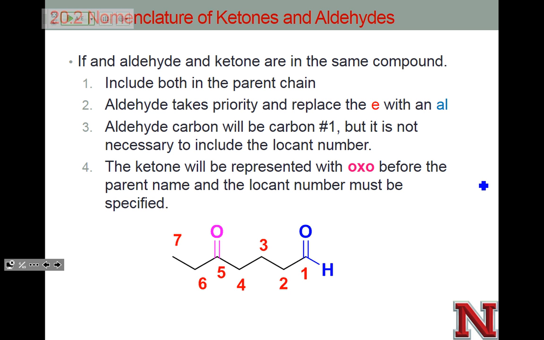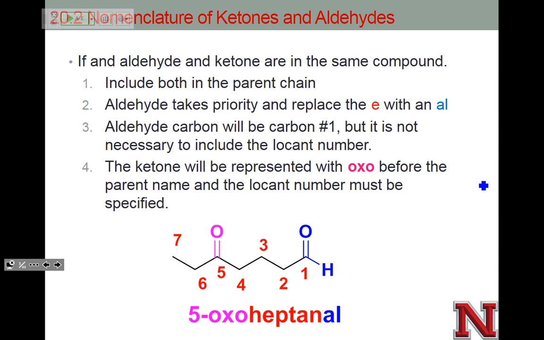And that one has to have a locate number because that carbon-oxygen double bond can be on carbon 2, 3, 4, 5, or 6, so we have to specify where it is. For this example, our longest chain is 7, so it's heptanal, and then our ketone is on 5, so it's 5-oxo. And this is always kept with the parent. So the oxo doesn't get alphabetized. If there are other substituents, they just go in alphabetical order before the oxo parent name.